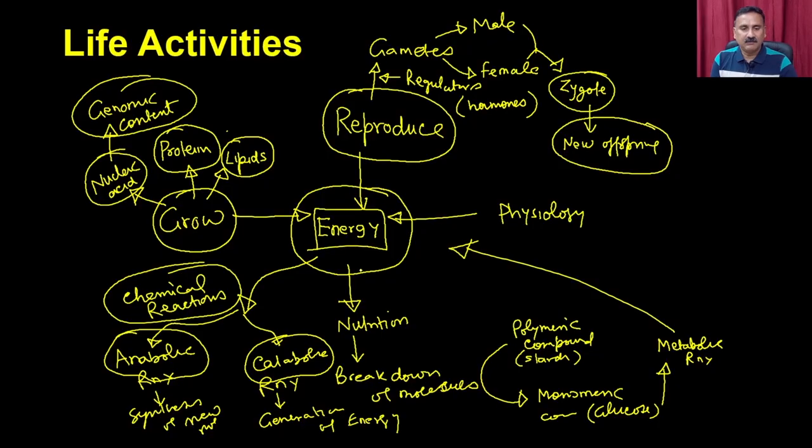And that's why all these chemical reactions have to run in a timely manner, and that is the purpose of having an enzyme, the biological catalyst, and that is what we are going to discuss in this particular course. So these are the different phenomena responsible for running life activities in organisms.